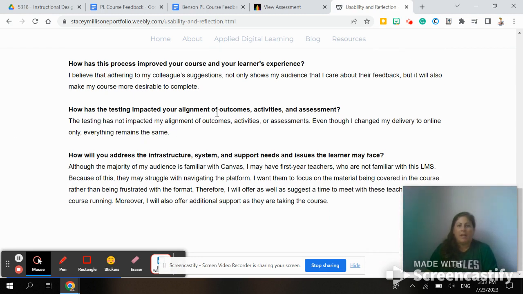So how is the testing impacting your alignment? It hasn't at all. I still have the same outcomes, activities, and assessments. And then how will I address the infrastructure, system, and support needs? Although everyone is familiar with Canvas, I didn't think about that. I will have first-year teachers as well who might not be familiar with this learning management system. Because of this, I'll spend time with them before the course rolls out and then give them additional time as the course is there.